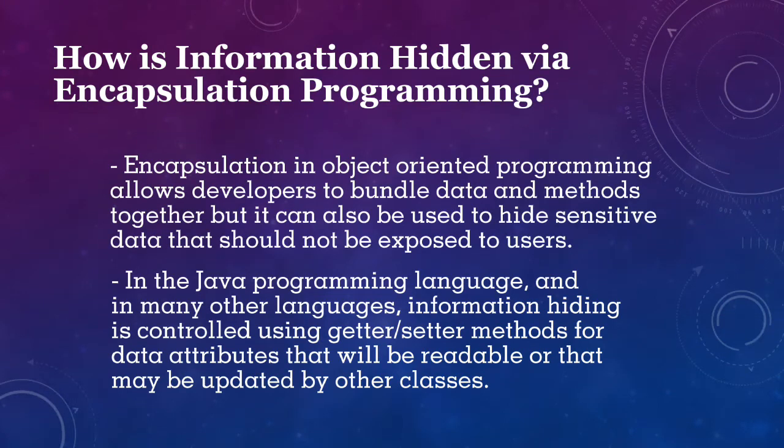How is information hidden via encapsulation in programming? Encapsulation in object-oriented programming allows developers to bundle data and methods together, but it can also be used to hide sensitive data that should not be exposed to users. In the Java programming language and any other languages, information hiding is controlled using getter and setter methods for data attributes that will be readable or may be updated by other classes.